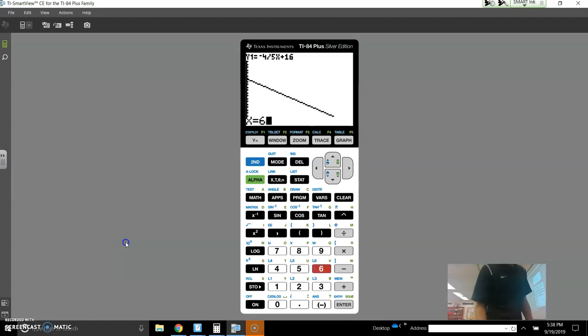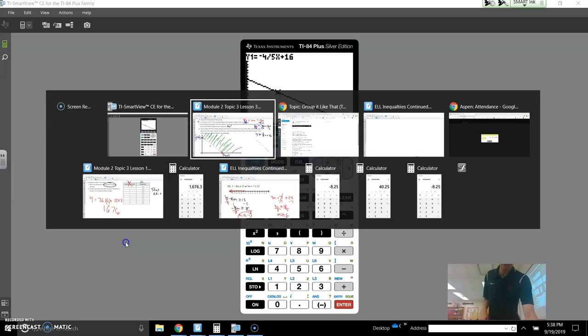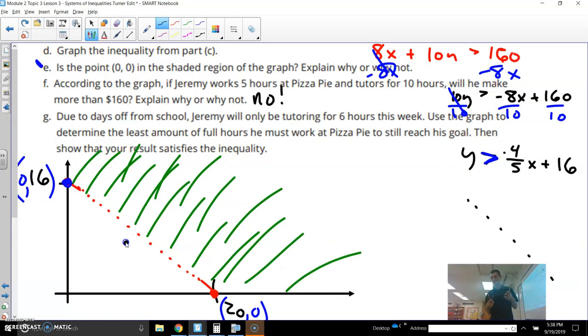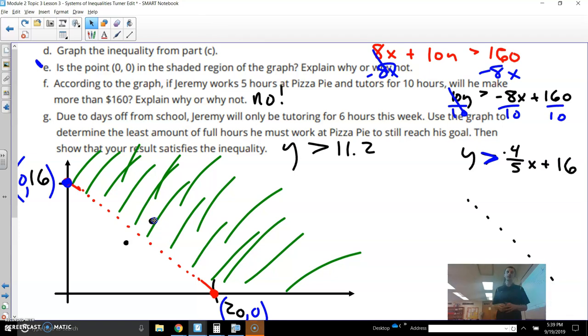But I'm going to plug in 6 this time, and basically 11.2 is the exact amount of hours working the tutoring job that would get me exactly 160. So that tells me that you better work more than that if you're going to land in the shaded region. So I would say y better be greater than 11.2. And y, again, represents how many hours he works at the tutoring job.